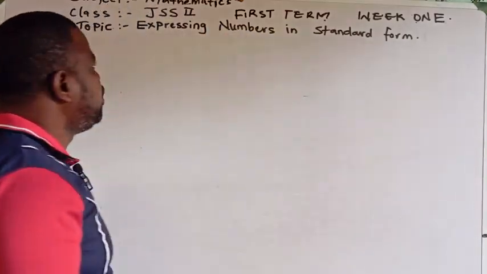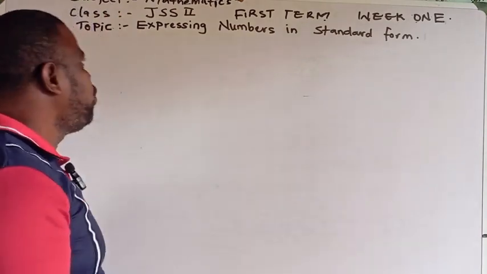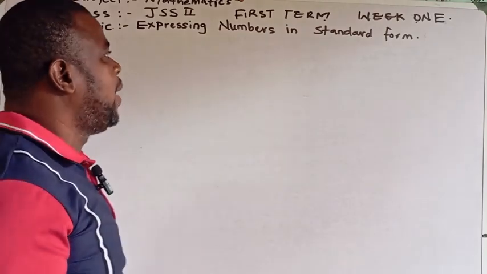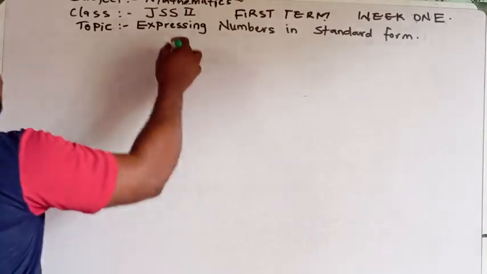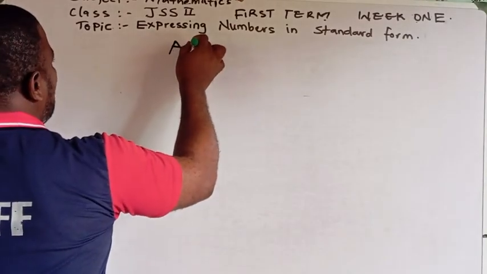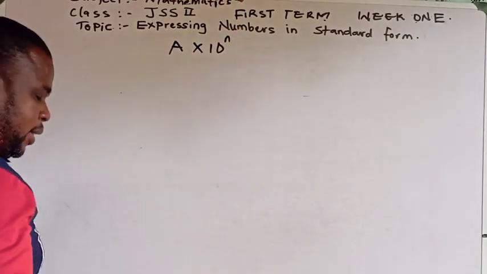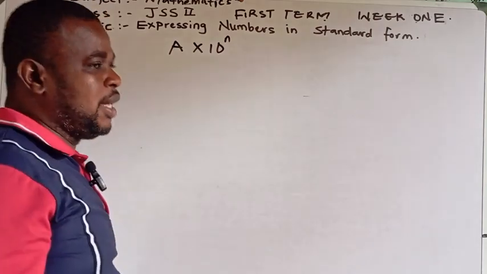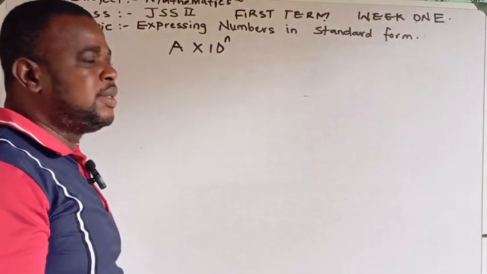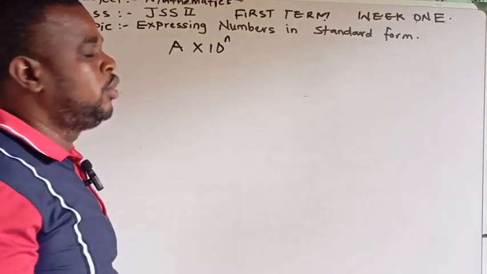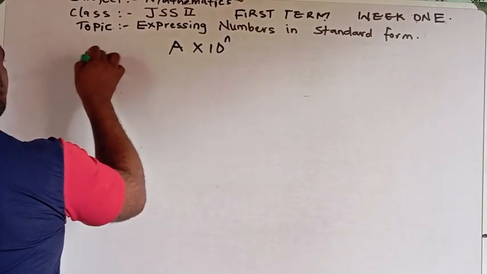So today we are in GSS 2, first term, week 1. And the topic we'll be looking at is expressing numbers in standard form. To express numbers in standard form means you are going to write the number in the form a times 10 raised to the power n, where a is a number from 1 to 10 and n is a whole number. Now, let's look at some examples.